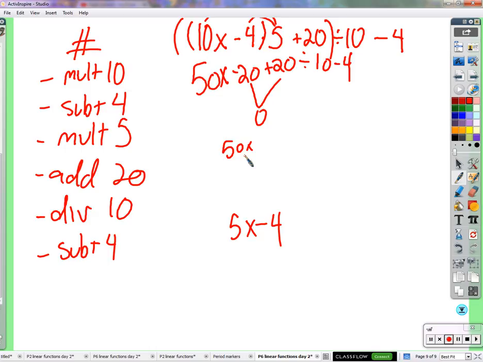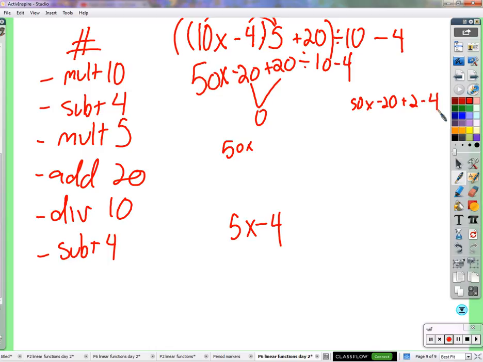This is what I'm saying. The way this is written right now, I would do parentheses, exponents, multiplication and division from left to right, addition and subtraction from left to right. You're wanting to add these two together, but there's a division right here. Order of operations: do we take 20 divided by 10 first? Yeah. 5x minus 20 plus 2, because 20 divided by 10 is 2, minus 4.